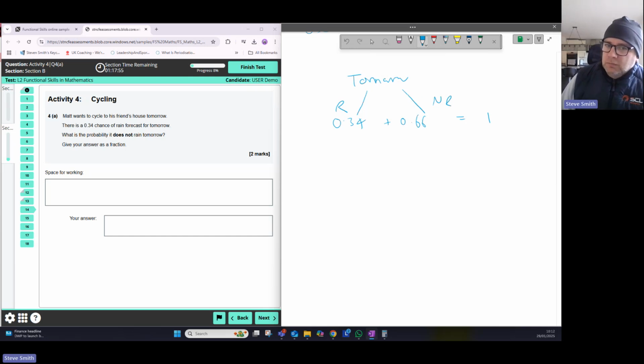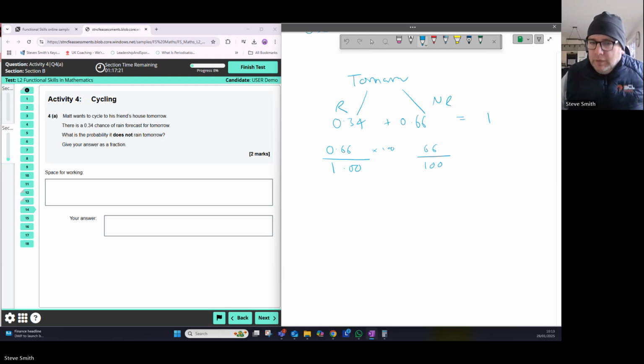So, it's not saying cloud, hailstone, thunder. It's just saying rain or not rain. Two chances. Okay, so the probability that it's not going to rain tomorrow is 0.66 in 1.00. We both know that that's not a fraction. But if we times them both by 100, that becomes 100. That becomes 66, and then that becomes 100. Now that's a fraction.